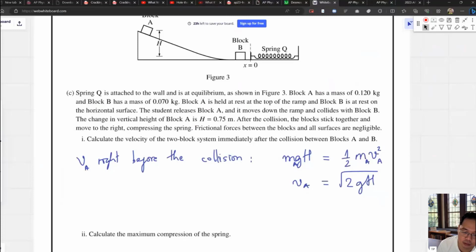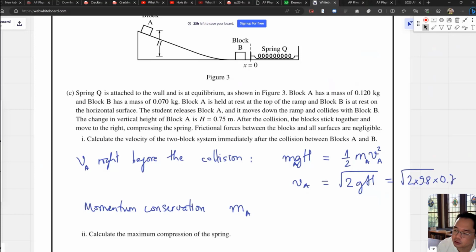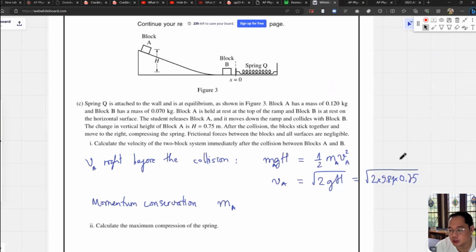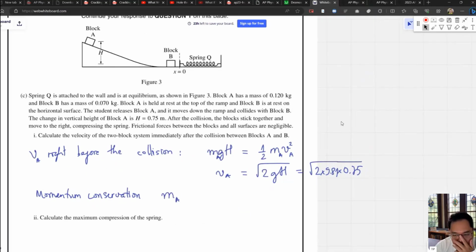And then the conservation of momentum. The mass of the block A times this velocity right before the collision. We can calculate that value: square root of 2, which is 9.8, and the height is 0.75. If you want to be more accurate, take 3 significant figures. The final result we only need 2 significant figures because the height 0.75 has 2 significant figures.